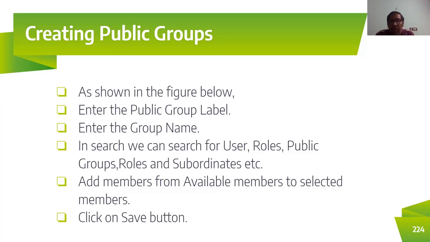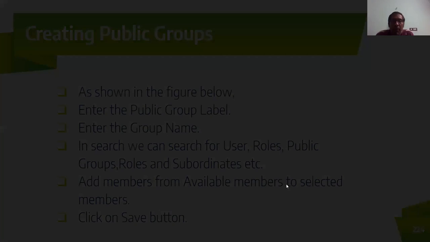In search, we can search for the user, role. The public group can contain users, roles, other public groups, or roles and subordinates, and so on. Add members from available members to selected members and then save. This is how we create a public group.